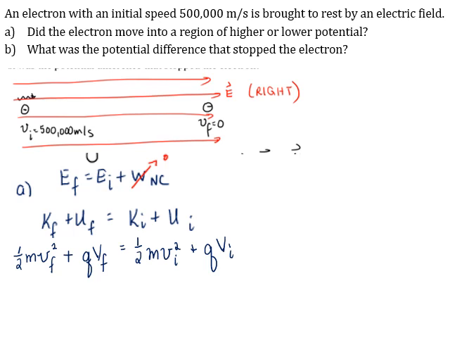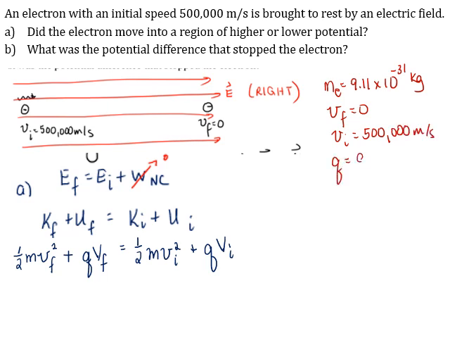Here are some of the numbers we're going to be putting in. Mass of the electron is 9.11 times 10 to the minus 31 kilograms. Our V final is equal to 0. v initial is equal to 500,000 meters per second. What else do we got? Q means the charge of the electron, which is minus the fundamental charge, minus 1.6 times 10 to the minus 19 coulombs. And delta V is what we're trying to find.